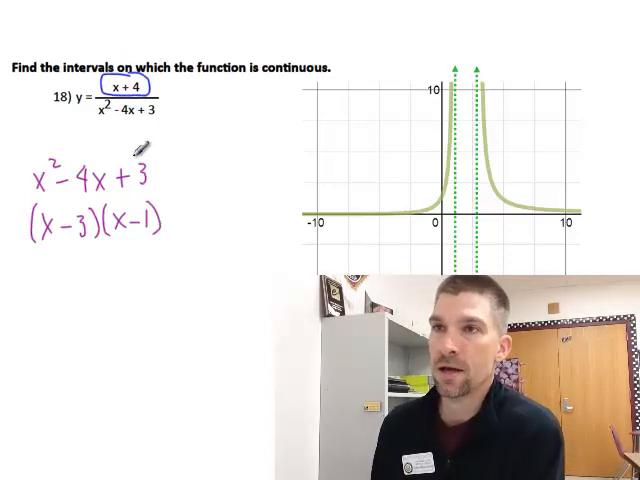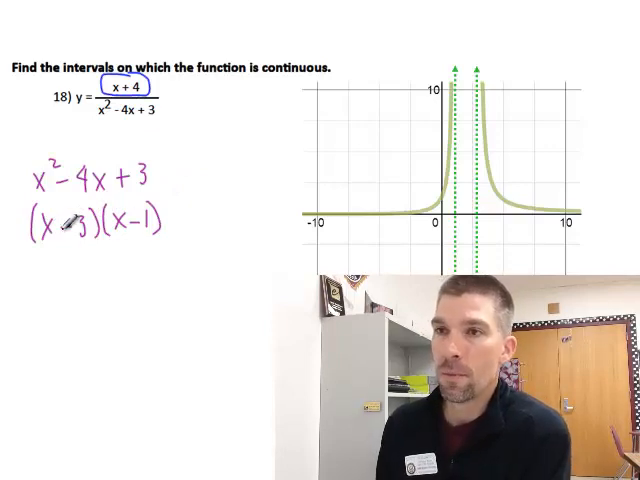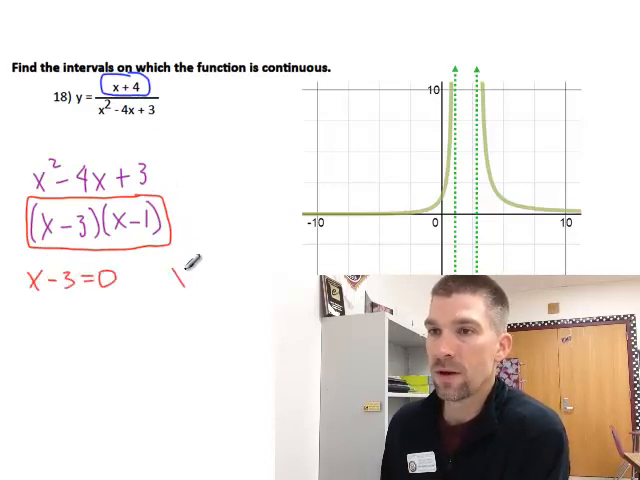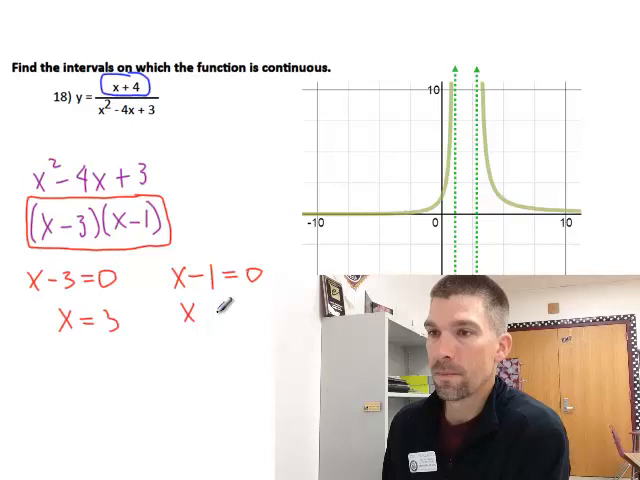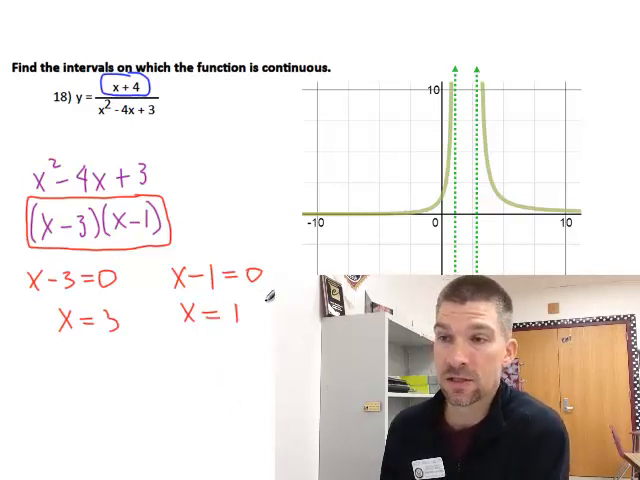In this case, I've got an x plus 4 in the numerator. My denominator is x minus 3, x minus 1. So all of those are different. Well, my continuity is determined by the denominator. This is where my continuity is determined. So I'm going to take x minus 3 and set it equal to 0. I'm going to take x minus 1 and set it equal to 0. And I'm going to look at these and find out what values of x give me zeros. And in this case, it's 3 and 1.